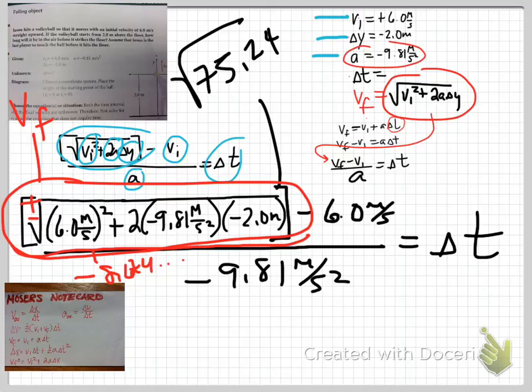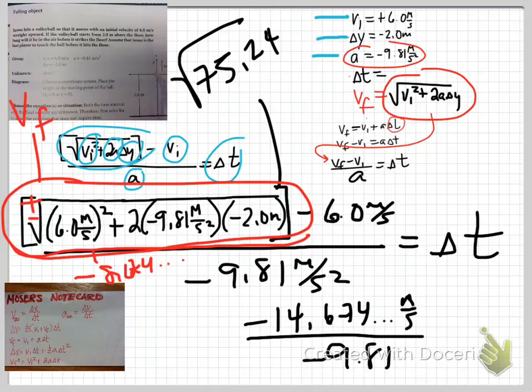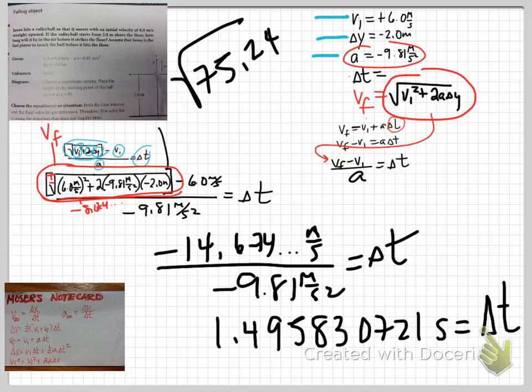So I'm going to take my 8.674 on the calculator. I'm going to do the negative of that number. Then I'm going to subtract 6. So for the numerator, I get negative 14.674 blah, blah, blah meters per second. Not that 2. I'm going to divide that by acceleration due to gravity, divided by negative 9.81. Okay, did anybody get 1.4958, etc.?